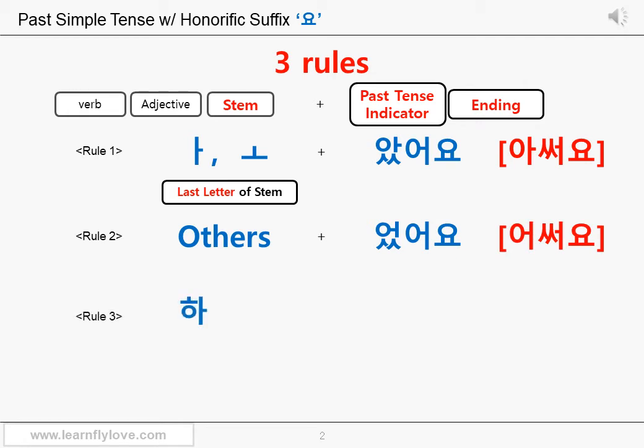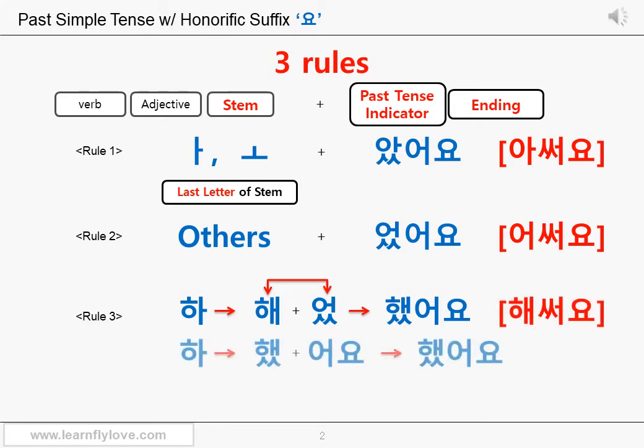Rule number 3. When the last letter of the stem ends in the ha sound, you turn the ha sound into he sound and add the past tense indicator ot. Then he and ot sounds are combined together and make het sound. And you add the ending oyo. So it's 했어요. Of course, you could just think you use the entire 했어요 as an ending instead of the last letter of the stem, ha sound. It was 해요 in the present simple tense, right? Now it's 했어요 in the past tense.